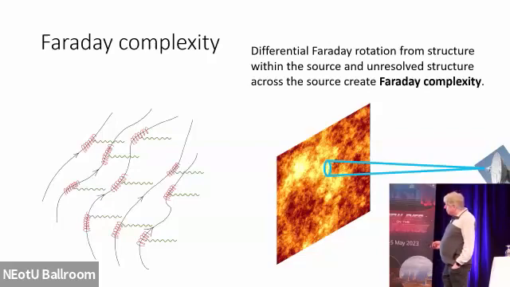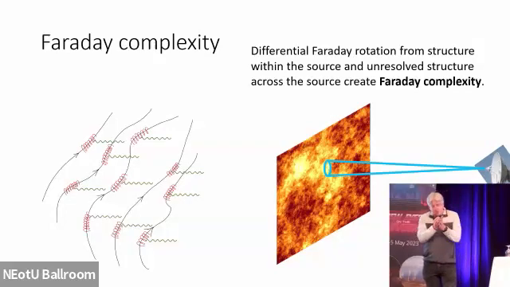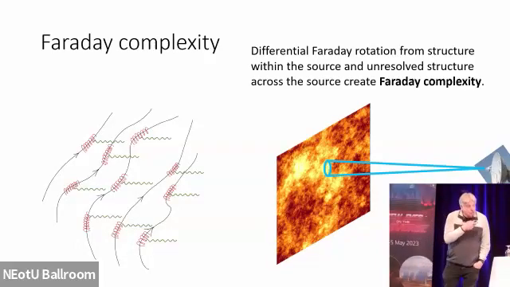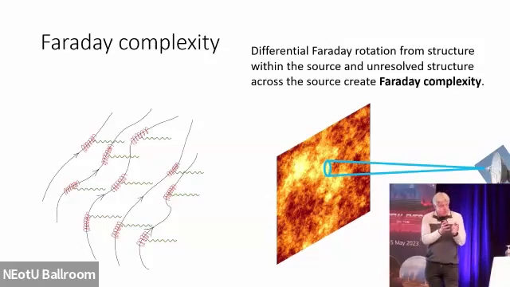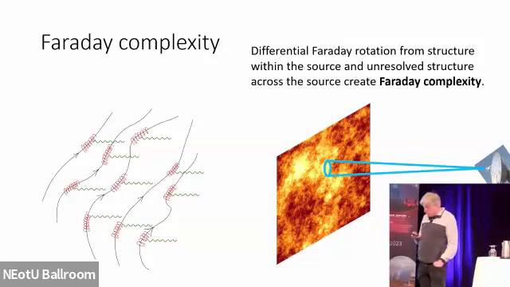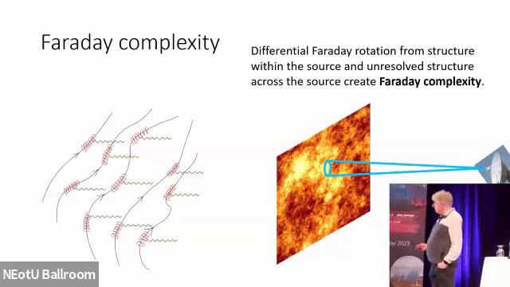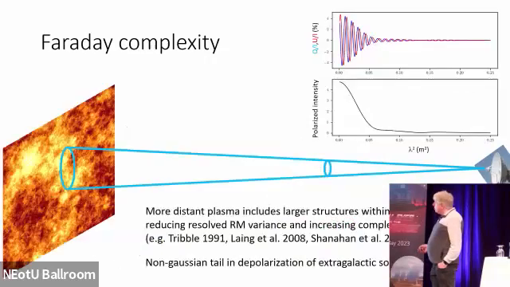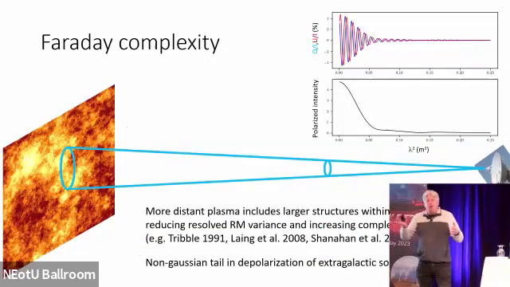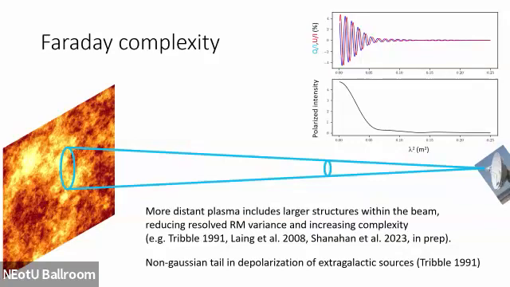If you have structure across, then you can solve that by getting higher angular resolution. But if different regions along the line of sight are integrated with different amounts of Faraday rotation, then you cannot. So in a way, we can tell the difference by going to higher resolution, and that, of course, has been tried as well. But if you have the same kind of turbulence farther away, you include larger structures in your beam, and you get basically larger differential Faraday rotation within your beam.